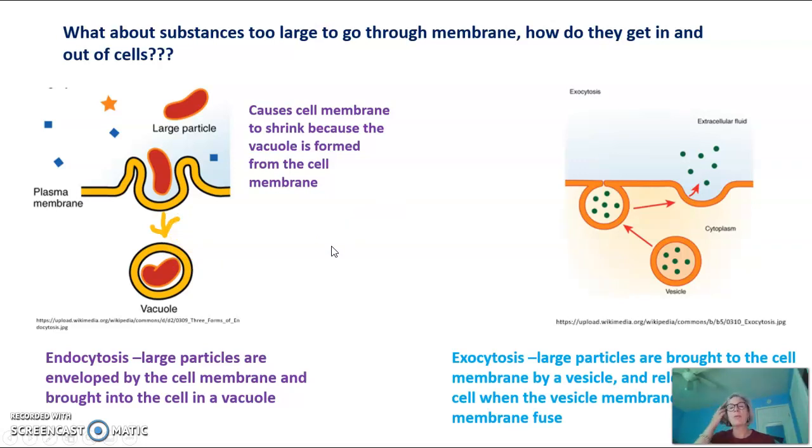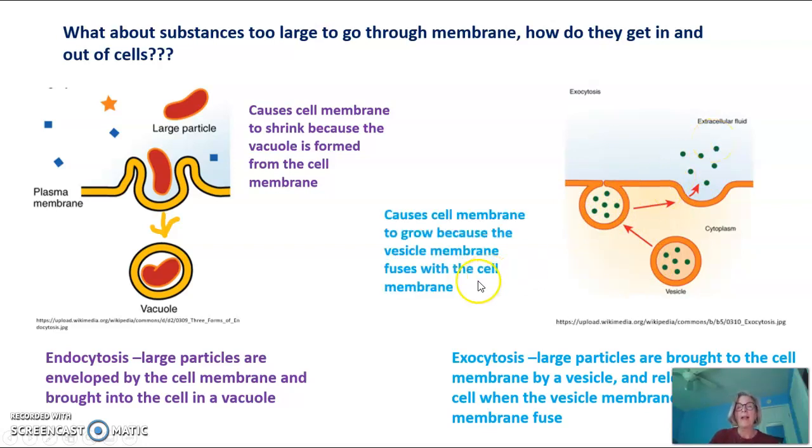There's another process called exocytosis, where very large particles are brought to the cell membrane by a vesicle and released outside the cell. When this vesicle membrane fuses with the cell membrane, the particles can be released to the outside of the cell. This causes the cell membrane to grow, because in this case, the vesicle membrane is being added to the cell membrane. It's fusing with the cell membrane. So in addition to releasing particles that are too large to pass through the membrane or pass through a transport protein, the cell membrane is growing.